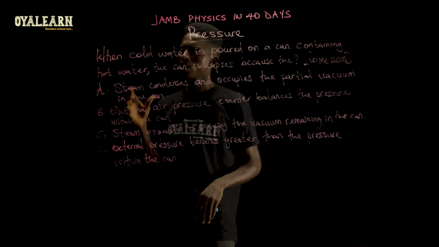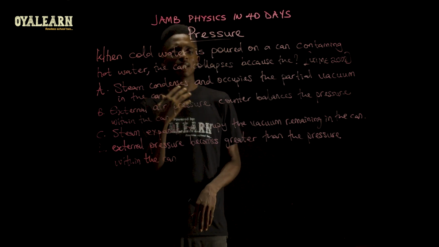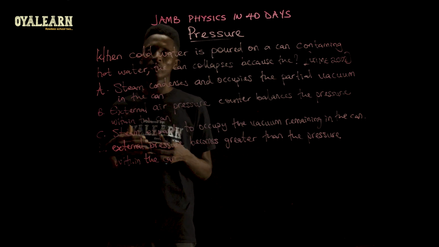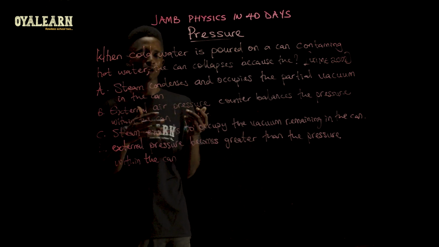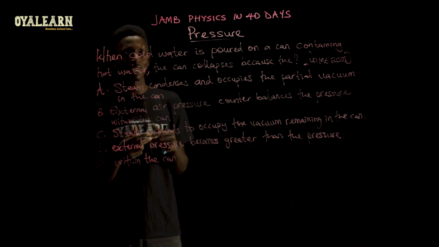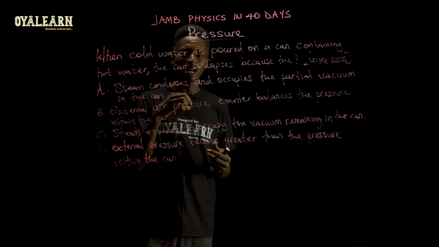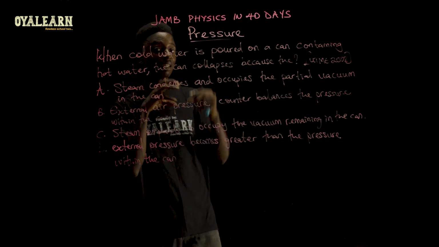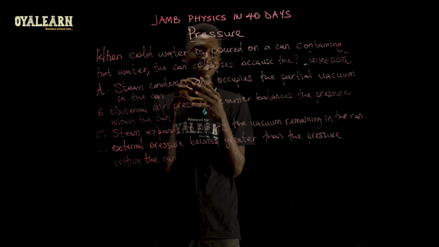Now this question says, when cold water is poured on a can containing hot water, the can collapses because. This is a very fun experiment that is often done in the lab to show the relationship between pressure, temperature, and volume. When you have an aluminum can and you add water into it and heat it up, the water within it begins to be converted into steam, still within the can, and the steam will occupy the space in that can.